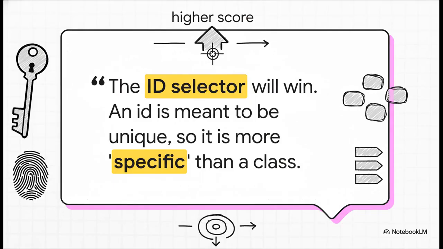And when you think about it, the logic here is just perfect, right? An ID is supposed to be totally unique on a page. It's like a person's social security number. A class can be slapped onto a bunch of different elements, and an element tag, well, that applies to all of them. So it just makes sense. The more specific the selector, the higher its score.